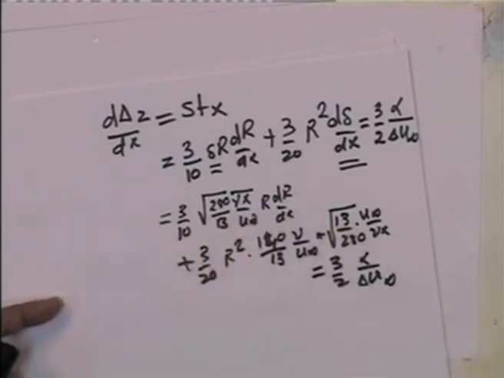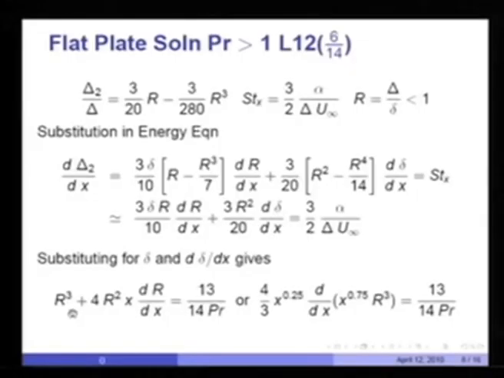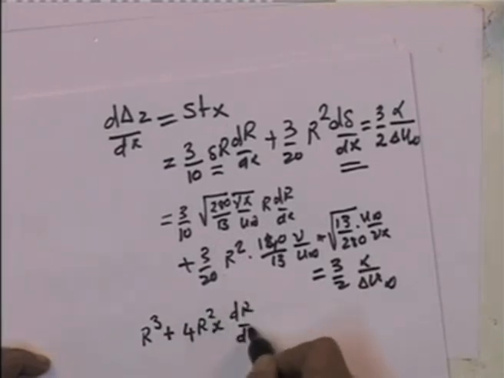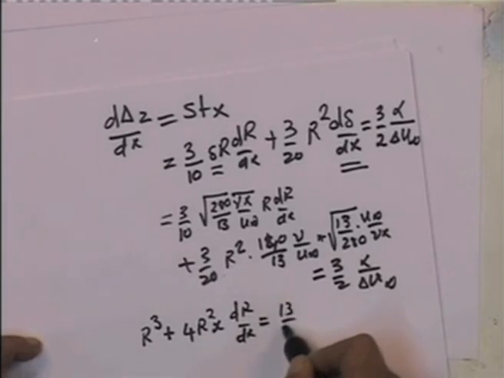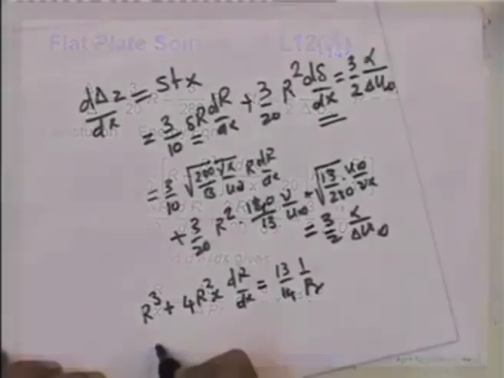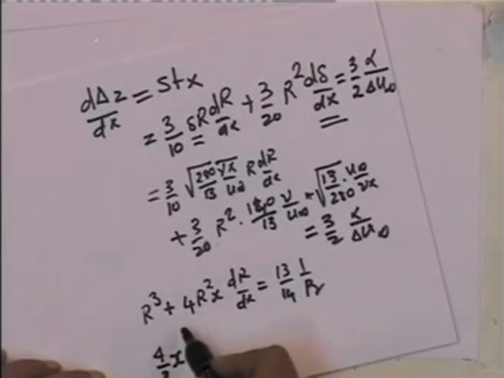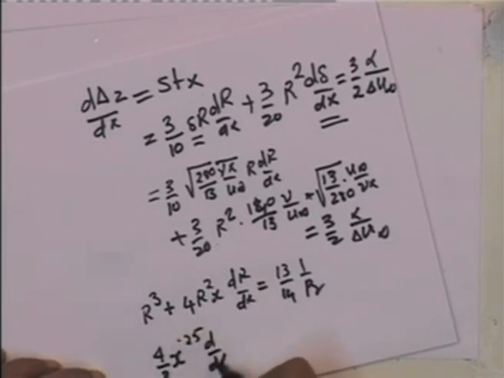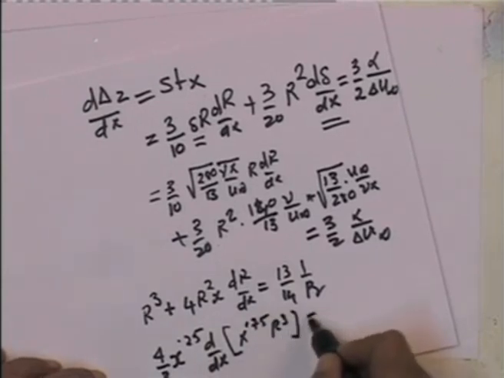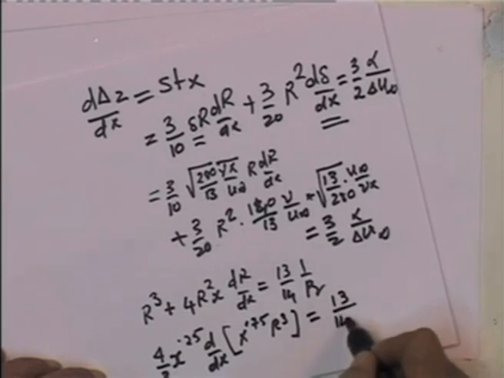This part of the equation simplifies to r cubed plus 4 r squared x dr by dx equal to 13 by 14 1 over Prandtl number. Now, this left hand side can be manipulated to read like that. This is nothing but 4 by 3 x raised to 0.25 d by dx of x raised to 0.75 r cubed equal to 13 by 14 Prandtl number.